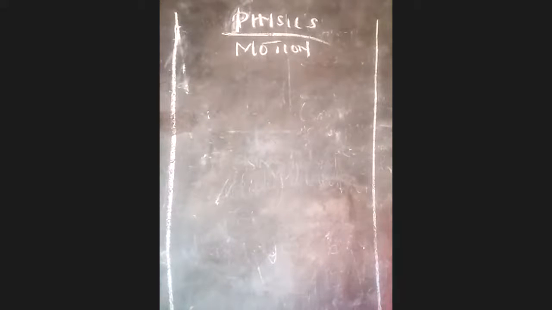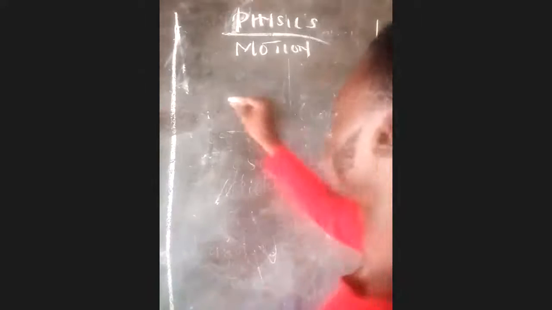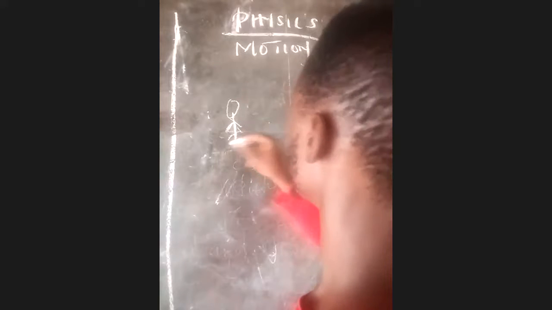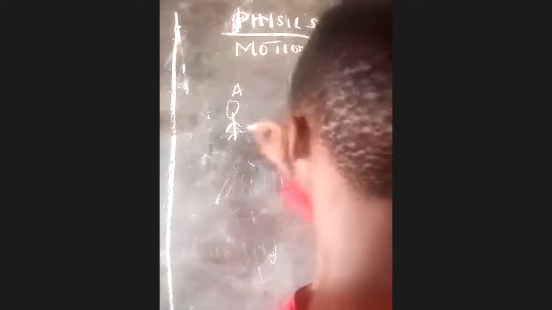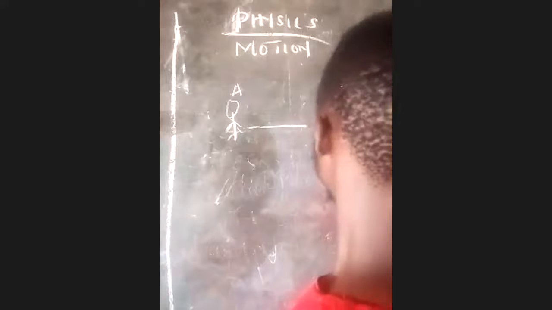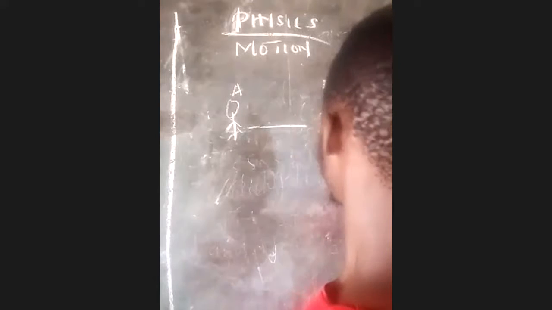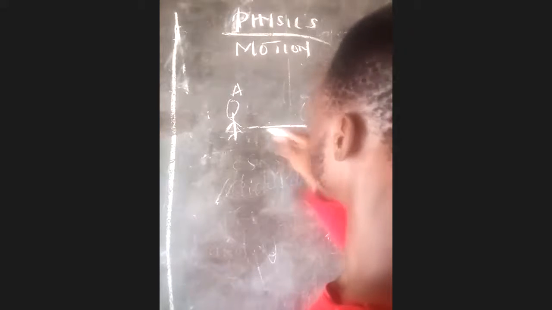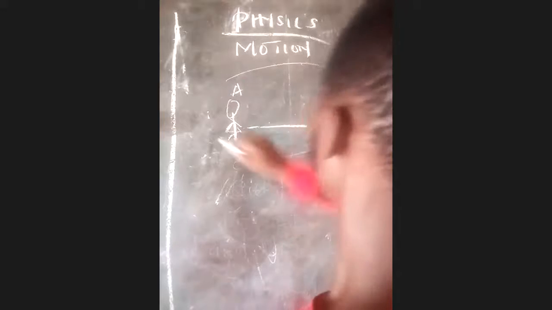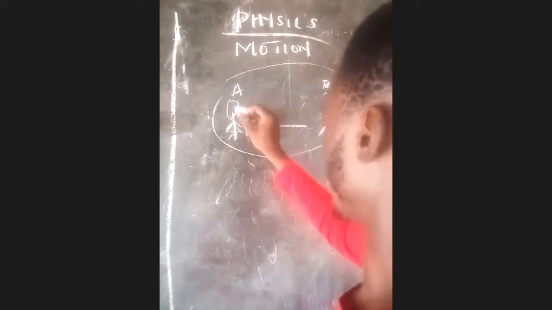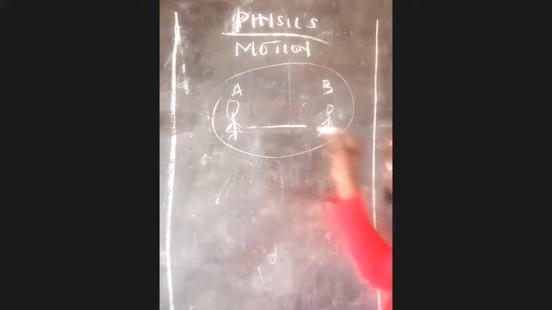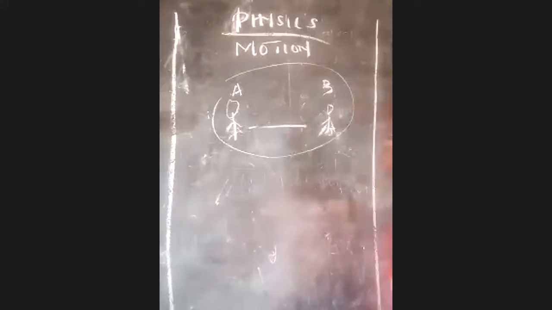So motion is defined as the change of position of a body with time. If we put a body at point A and it moves from point A to point B, a change of position has occurred with time. What has happened here is motion.